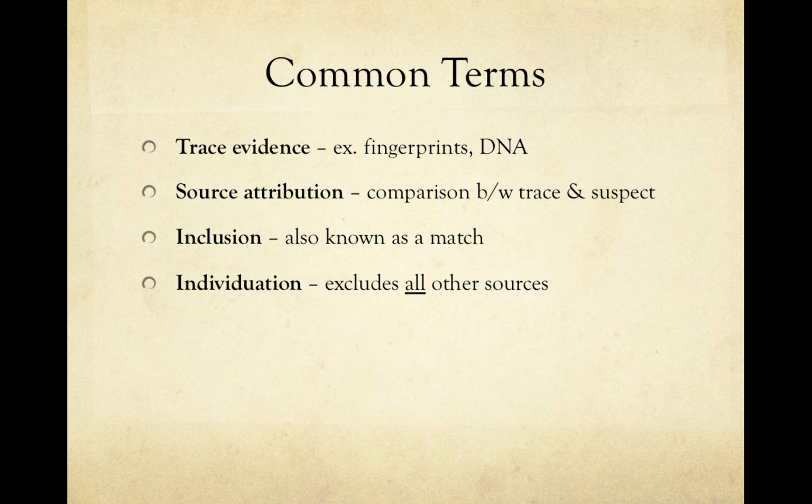Sometimes forensic examiners will use even stronger words here, so something like individuation. This means it's not just a match, but that in the process, they've also excluded all other possible sources. The only source that this could come from would be the suspect, no other sources. So in other words, the trace evidence is so matched to the suspect that it can only be the suspect that would match. There's no other person on earth that can match this trace evidence other than the suspect.